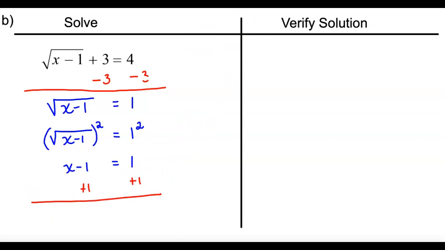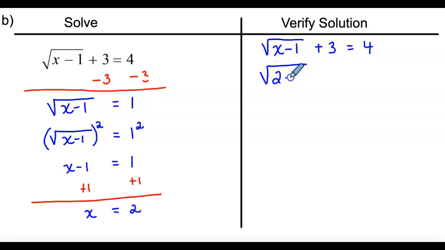And then that leaves us with, well, x minus 1 plus 1 would just leave us with x. And of course, 1 plus 1 is 2. So we have found that x equals 2. And now the next step in our process is to verify this solution to see if it's correct. So we start by writing the original equation, the square root of x minus 1 plus 3 equals 4. Now, in place of the x, we write the 2, the answer to our previous problem. So we're going to just plug that in for x.